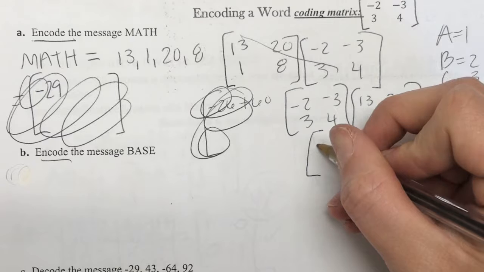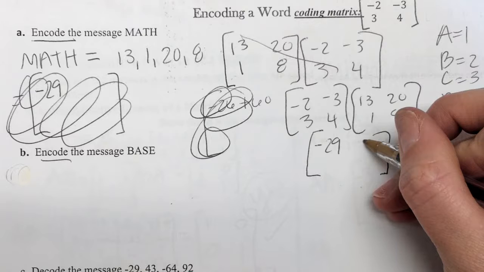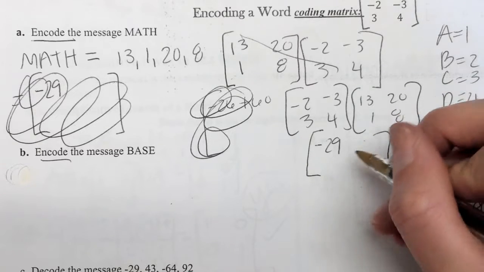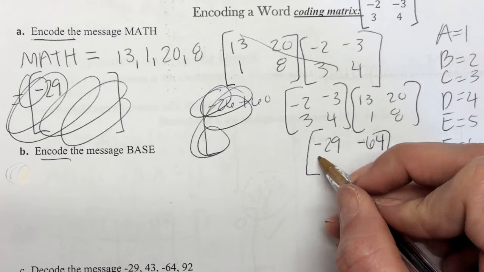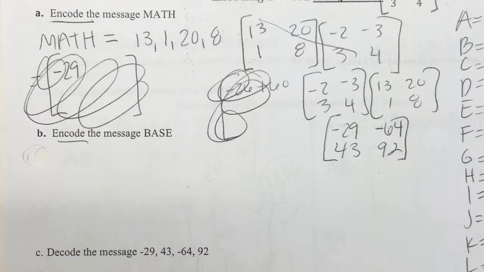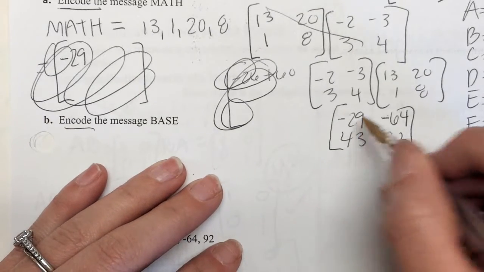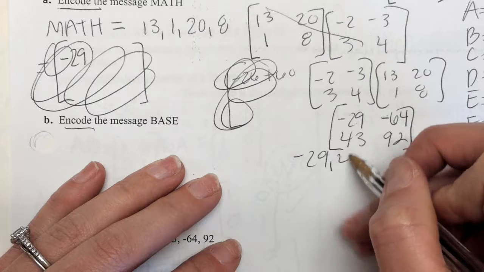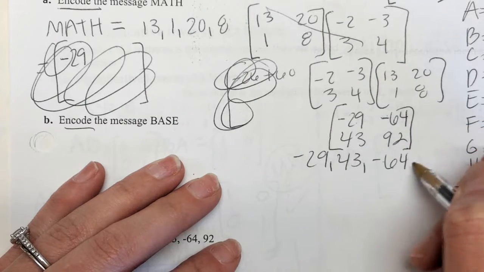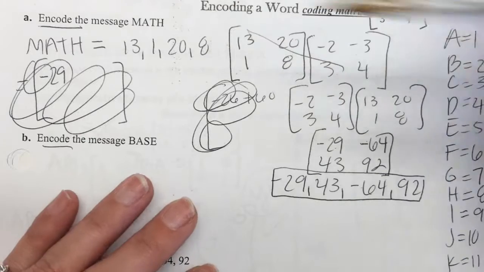Alright, where'd y'all get in this first spot this time? Yes, that's better. This one? Good. Next one? And perfect. Much better. So what you would write to your ally as a coded message, not this matrix, but a list of numbers, would be negative 29, and then go down 43, negative 64, and 92. You would just give them this list of numbers plus the coding matrix, and they could undo it and know that you were saying math.